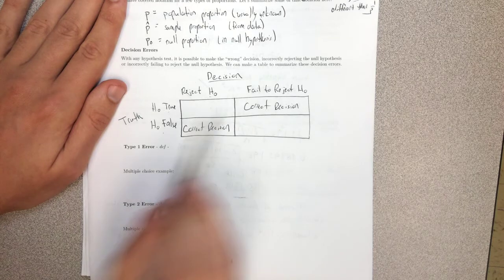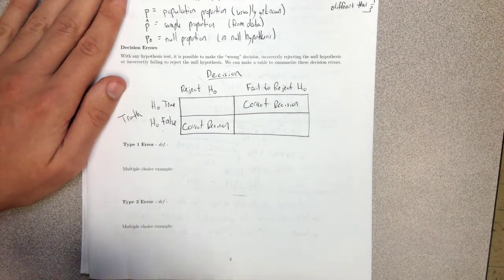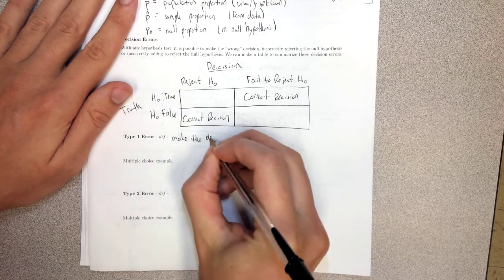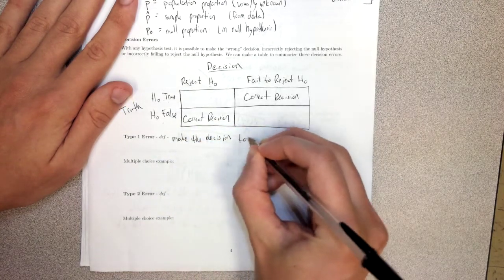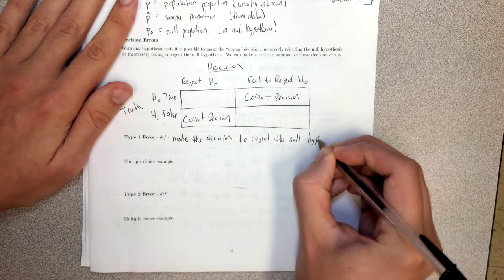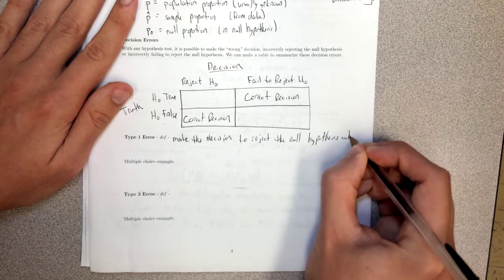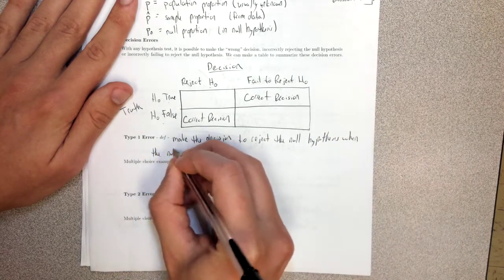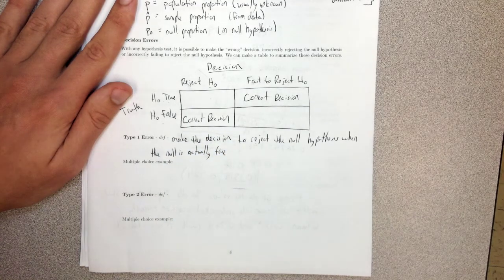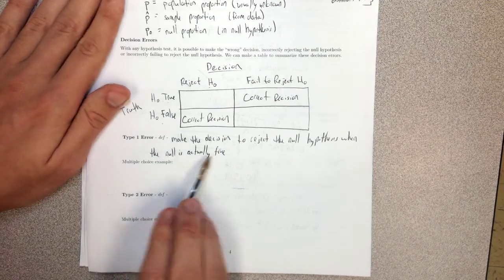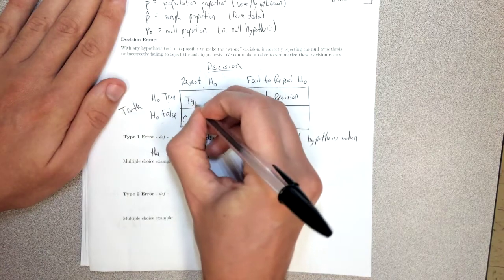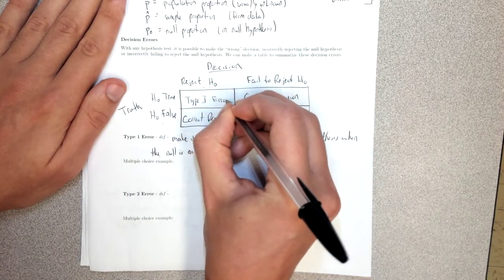And so these other two boxes are going to correspond to our two different types of errors. A type 1 error we're defining as when we make the decision to reject the null when the null is actually true. So let's see where that goes on our table. We made the decision to reject the null, but the null is true, so type 1 error is going to go in this upper left-hand corner.